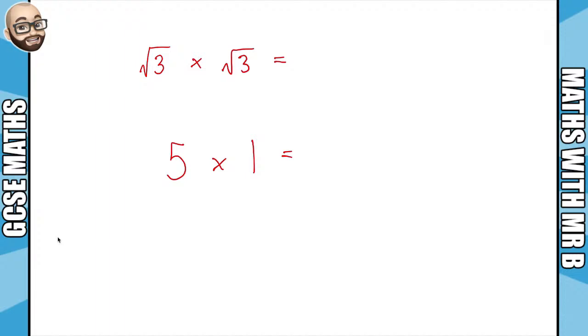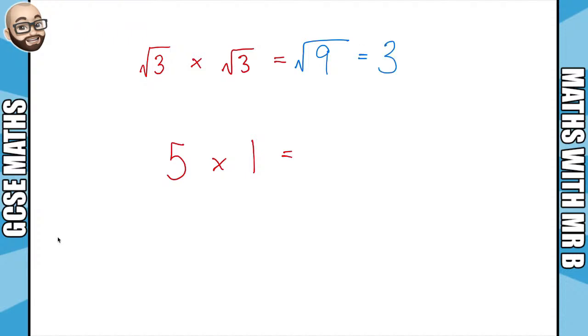The first one is if we have root 3 and we times it by the same root 3, so we've got root 3 times root 3. From a previous video, we said if we have two surds multiplied together, we can just times those numbers together. So 3 times 3 is 9. But we actually know what the square root of 9 is. It's actually 3.